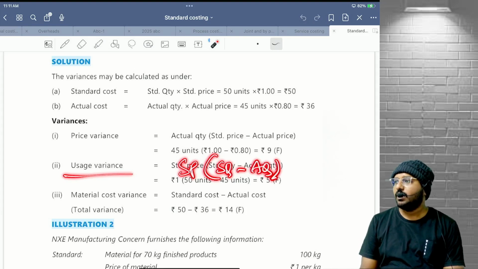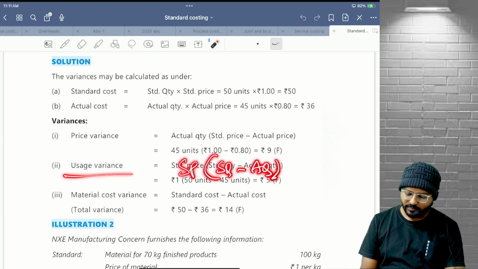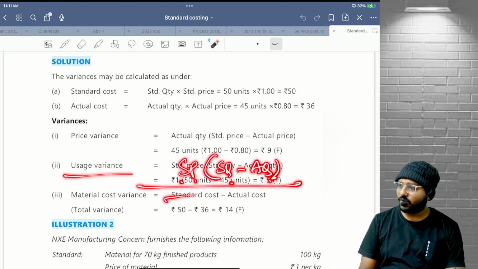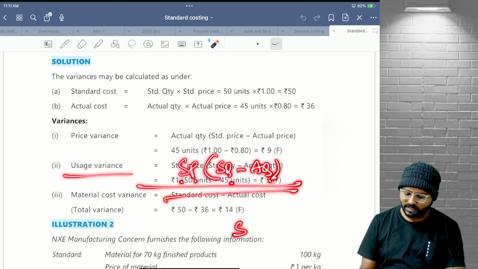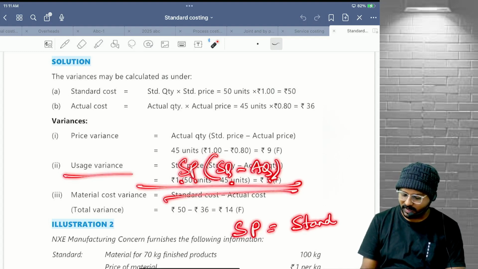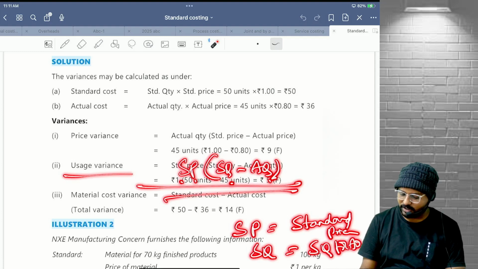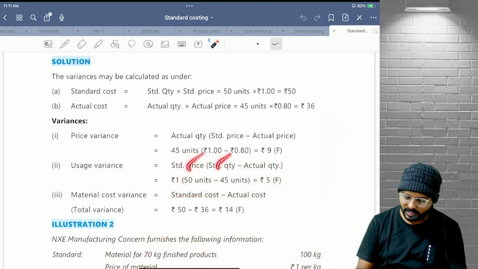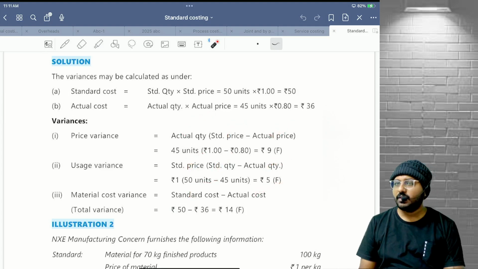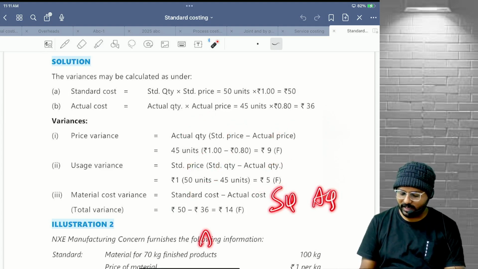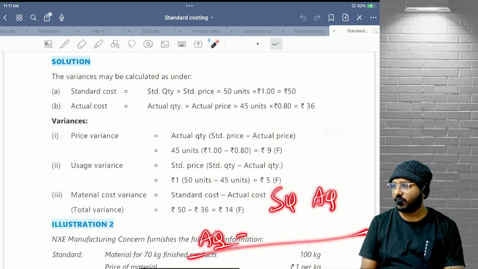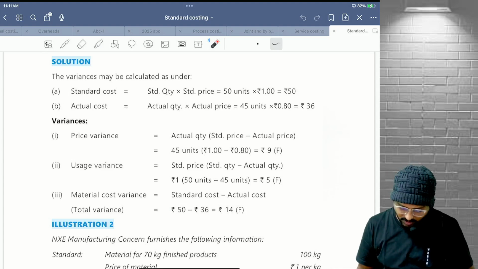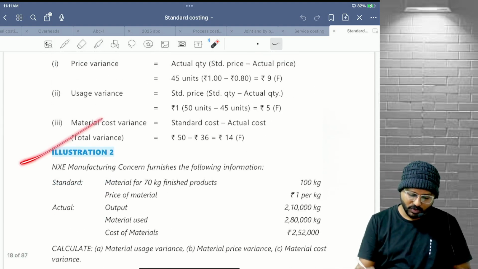Got the point? Now, in the examination, you write with SP, SQ, AQ and all this stuff. And at the end, you can just write SP is equal to standard price, SQ is equal to standard quantity for actual output, AQ is equal to actual quantity. You write and give explanation, rather than writing every single time. So we will be using SQ, AQ only. Finally, below we'll just give explanation of what the abbreviation is. Got it? Now let's go to illustration number 2.